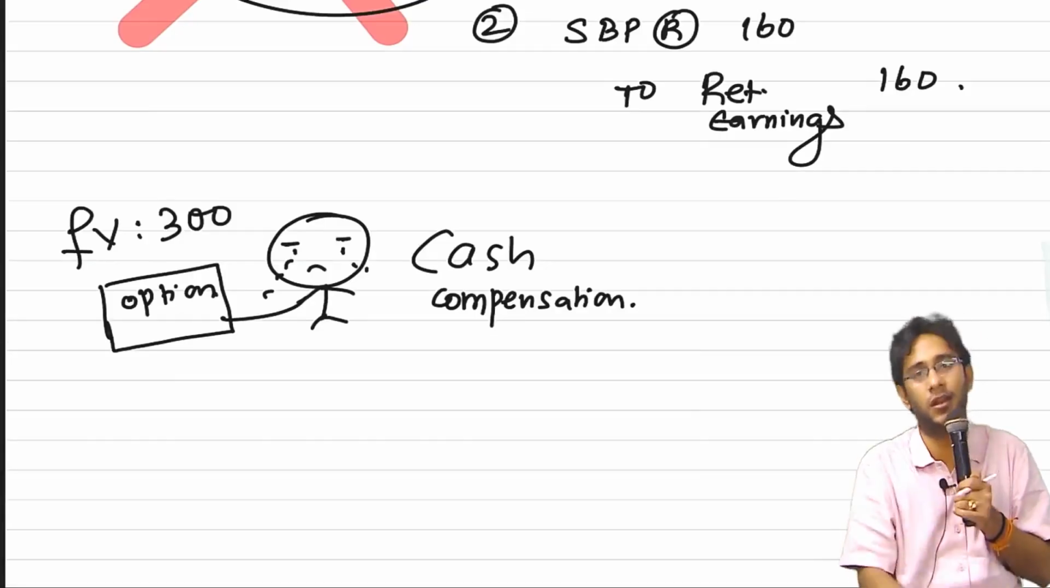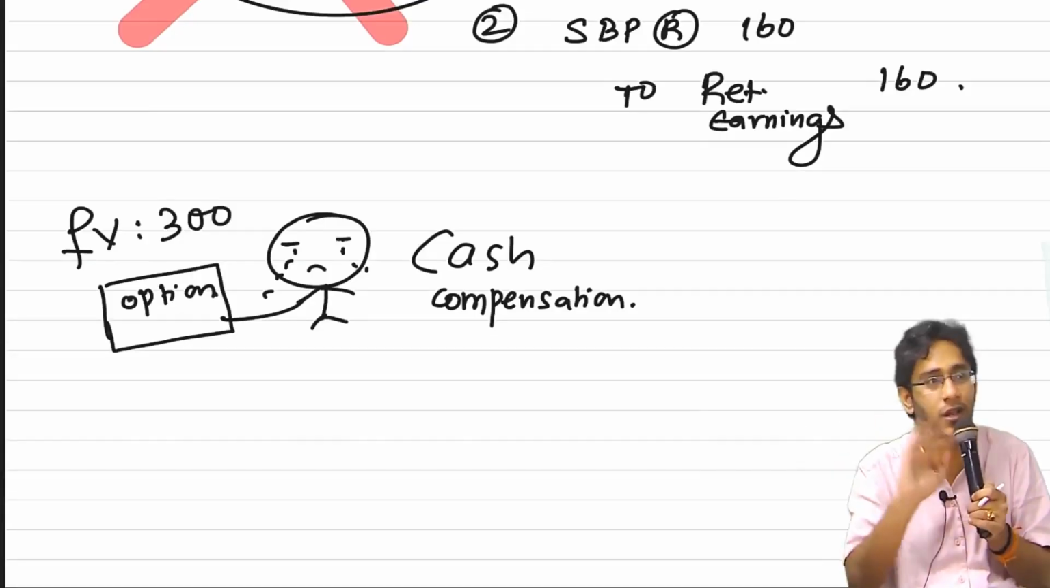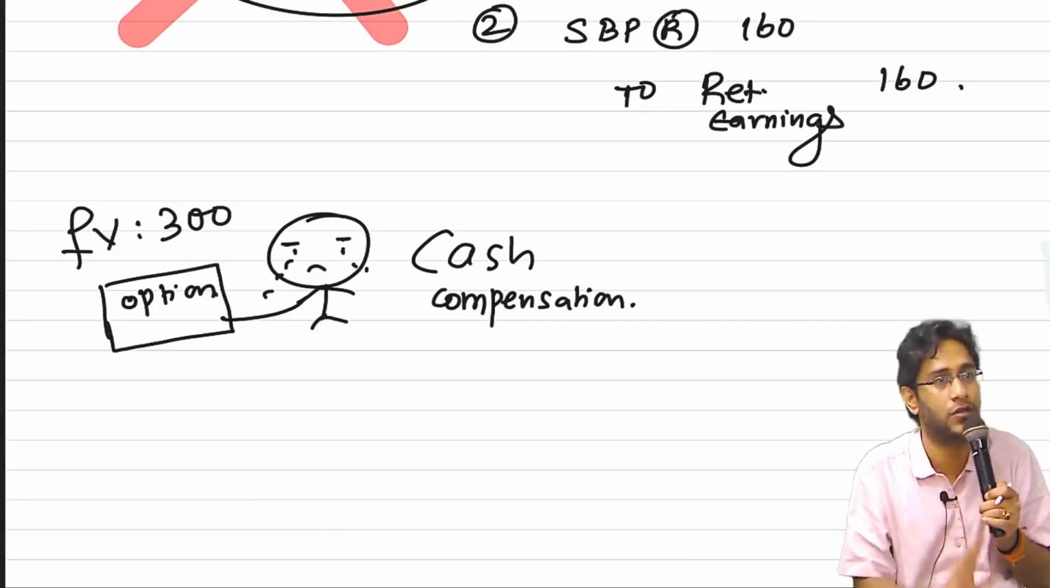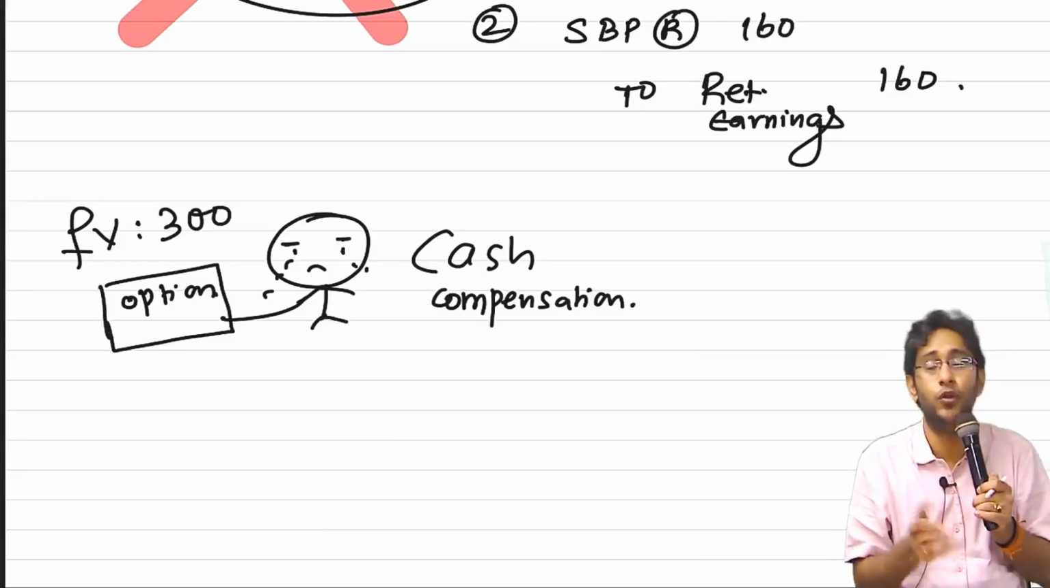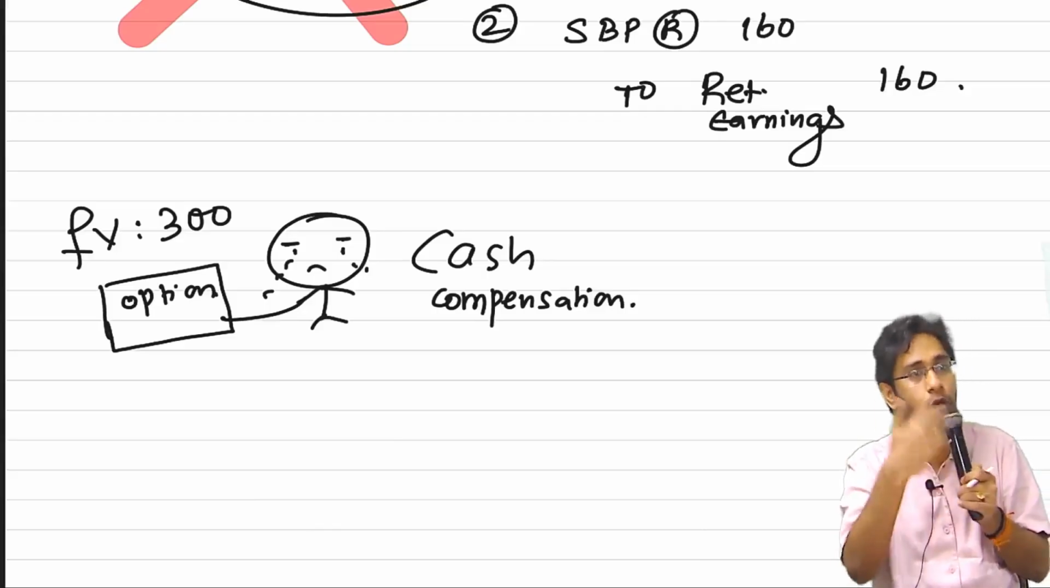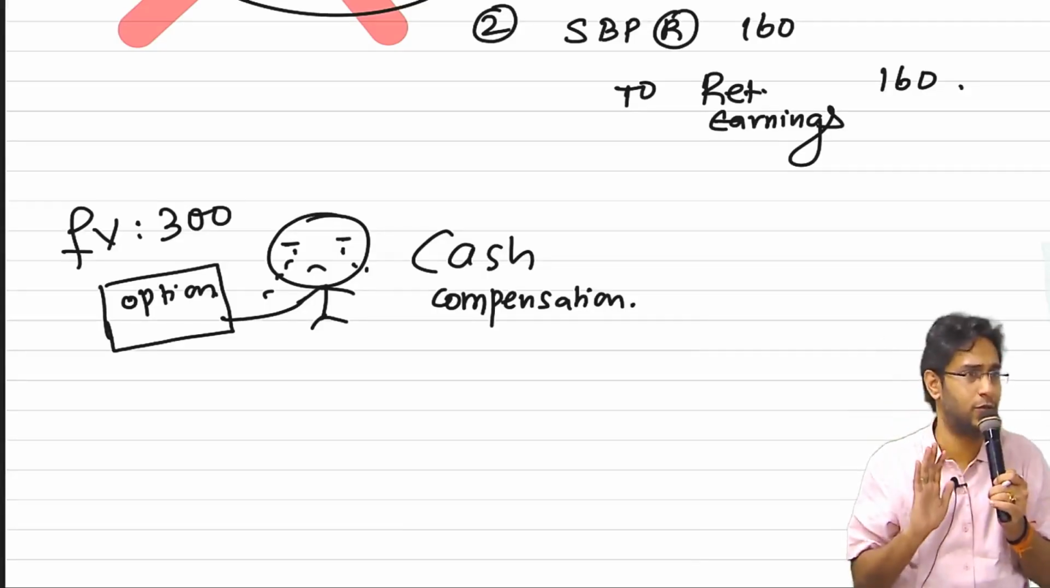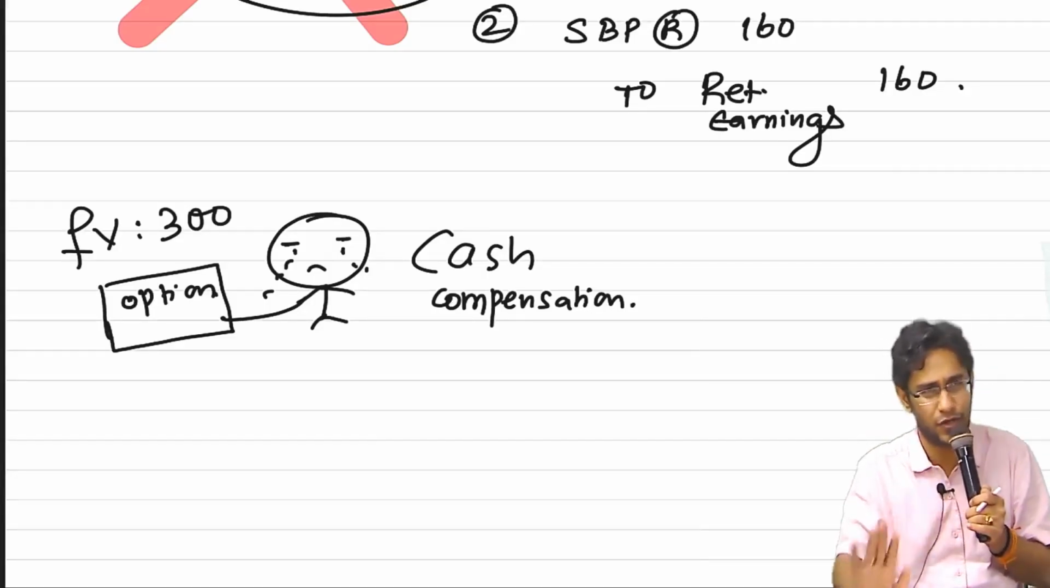A paper worth 300, you tore it into pieces. That fellow is crying. No, don't cry, I'll pay you cash. Tell me, sir, how much cash will he expect? At least 300. You may pay 300. You may pay more than 300. You may pay less also. But he will expect 300 for sure.